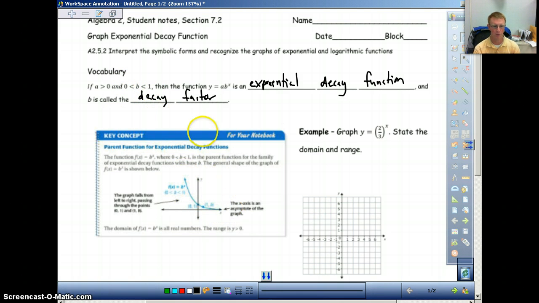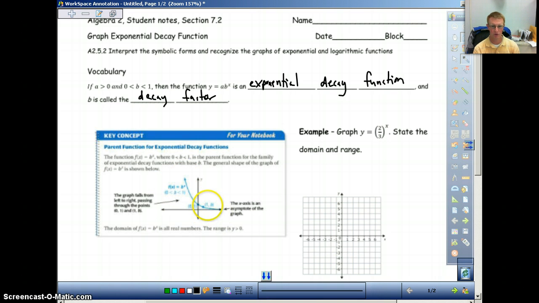So just as a quick review, 0, 1 will be our y-intercept. That's if there's nothing in front of the b. Okay? And then 1 comma b will always be our first point. And again, that's affected if there's an a in front. This is the parent function of an exponential decay.